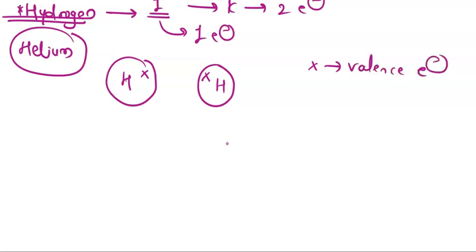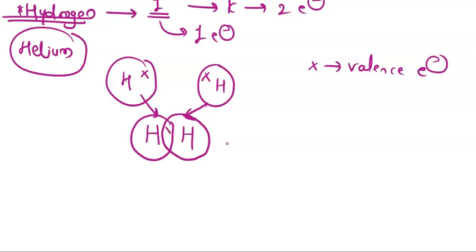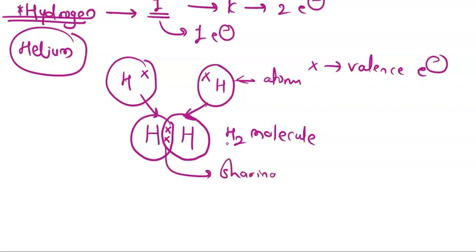Now when they share, just look at the diagram and you will understand. These crosses come together, they are sharing the electrons and becoming an H2 molecule. Here we have the atoms, and here they become a molecule by sharing electrons. In this way we will see one by one the molecule of oxygen, the molecule of nitrogen, and the carbon.